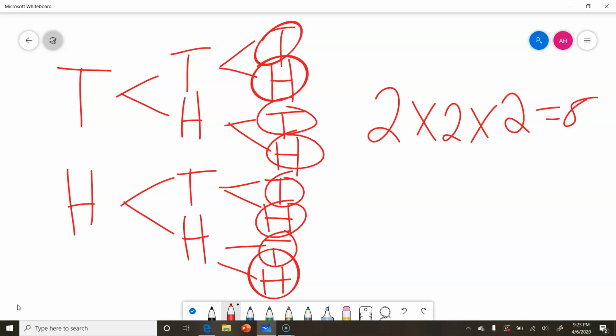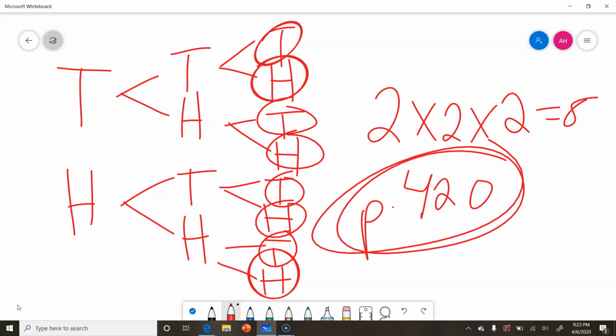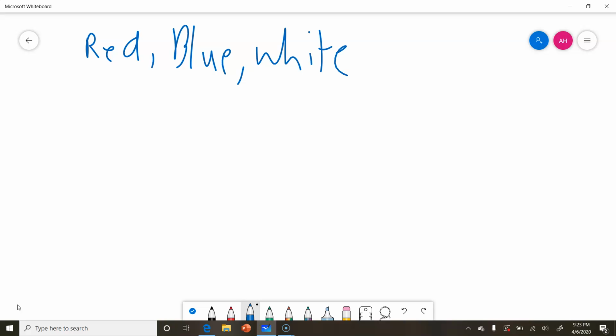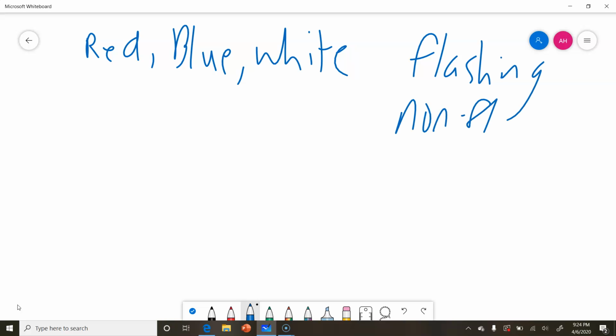Okay, so your book has other examples on page 420 if you need to look at other examples. So it's very easy to make this diagram. I'm going to do it one more time. So let's say that we're choosing shoes, and we could choose red shoes, blue, or white. And then we could choose that they were, let's use flashing, like shoes that had the light up, if you guys remember, flashing or non-flashing. Okay, I think the flashing shoes have gone out of style, but let's say we had that.